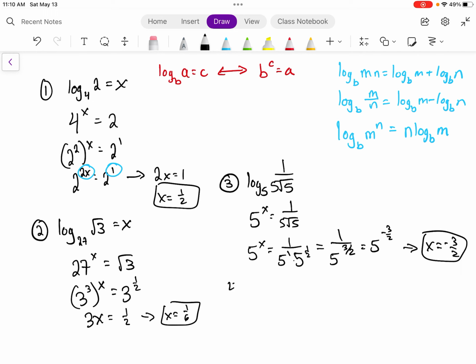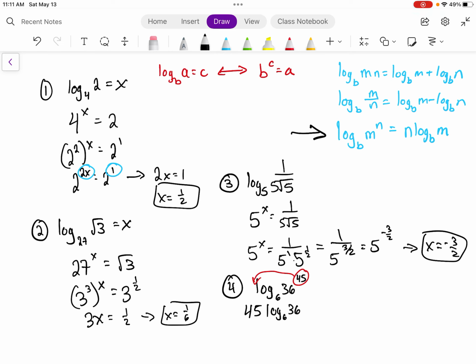For number 4, here we're going to have to use a log rule. So I've got log base 6 of 36 to the 45th power. Yikes. Well, 2 ways I can approach this. I'm going to use this rule up here and move the 45 to the front. So this is 45 times log base 6 of 36.